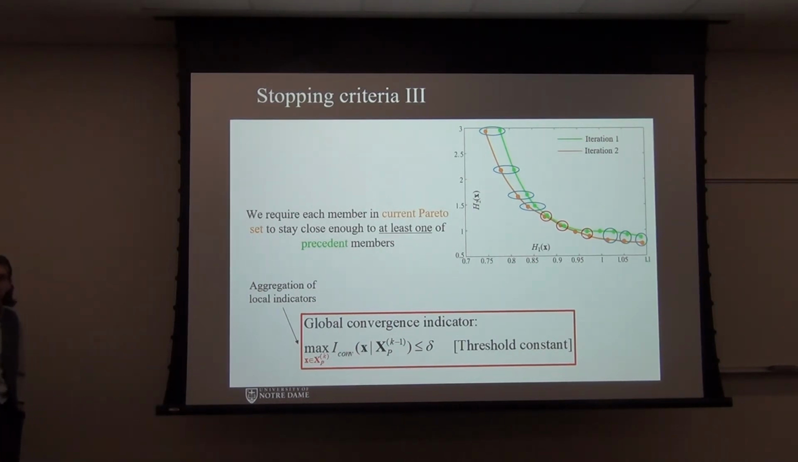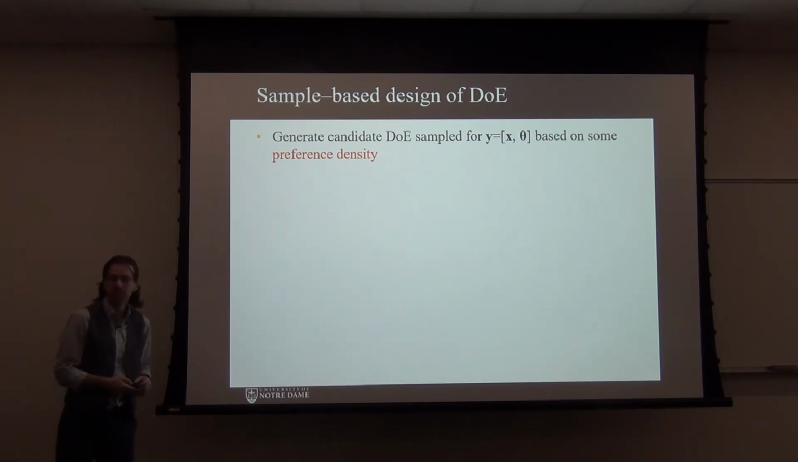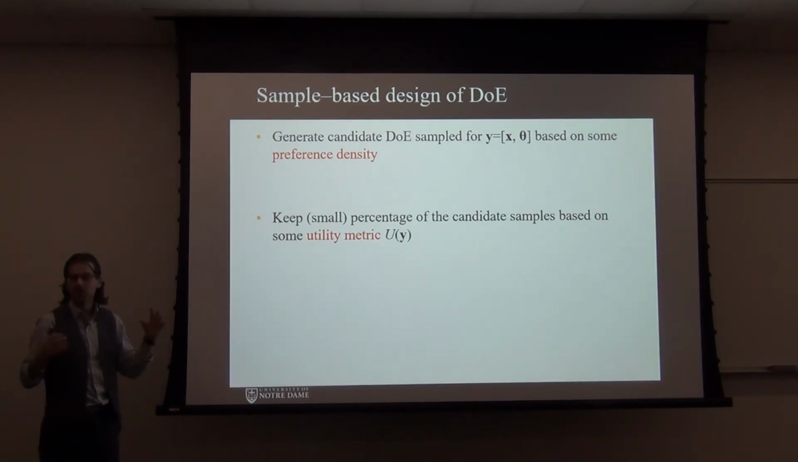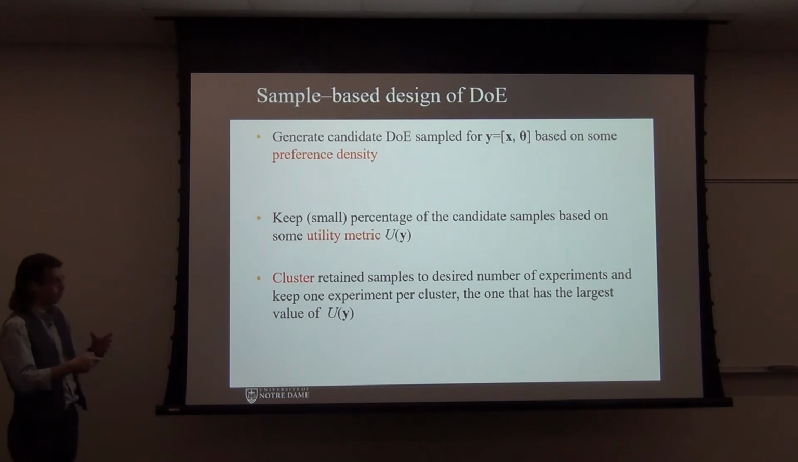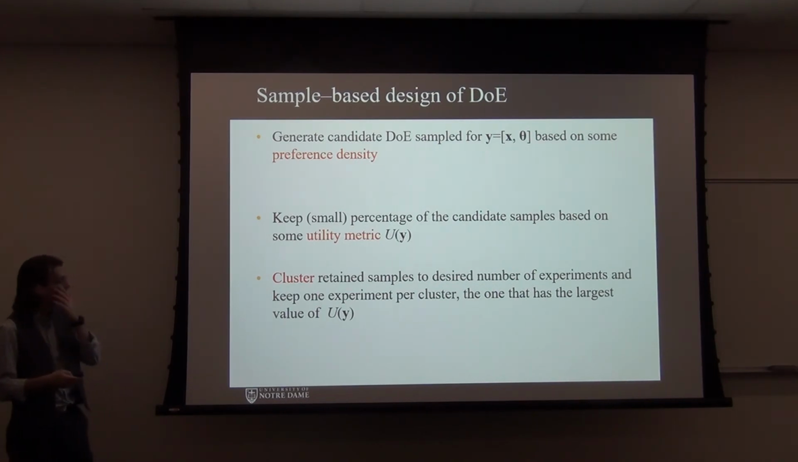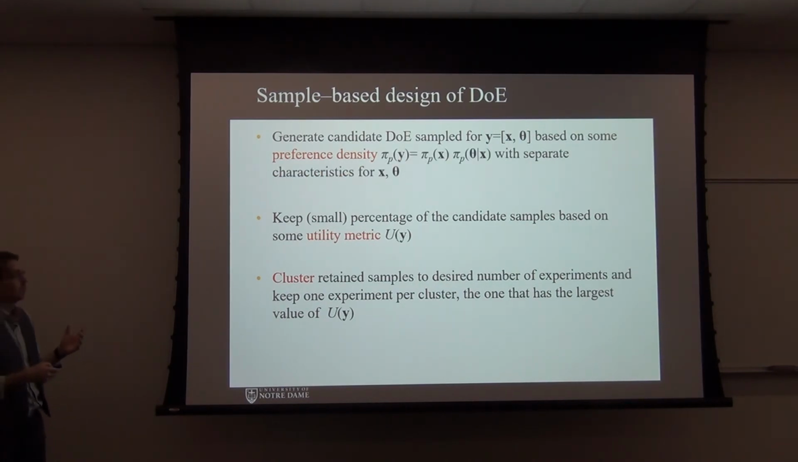When you proceed to the next iteration, the first thing you need to do is generate new experiments, and we're going to do this through a sample-based approach. I'm going to quickly remind you of the steps. Generate candidate samples based on some preference density. Based on your utility metric, figure out which of those samples you should use, and then cluster those retained candidate samples to the desired number of new experiments. And the only tricky thing here is, what's going to be the preference density?